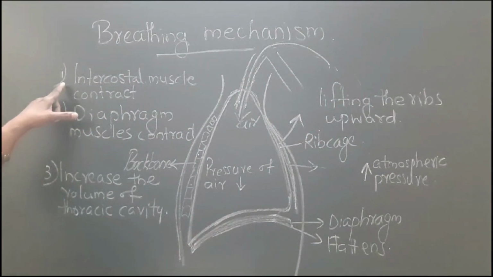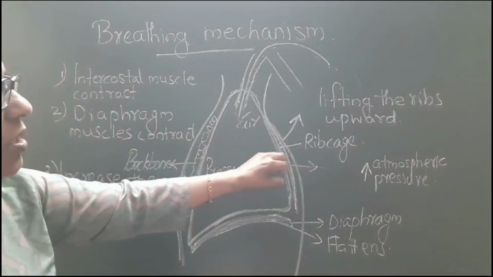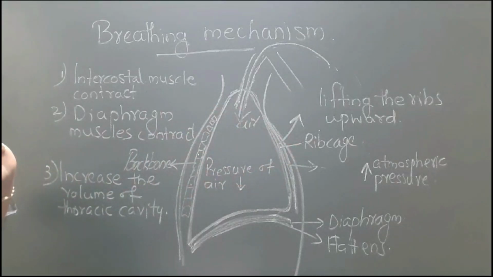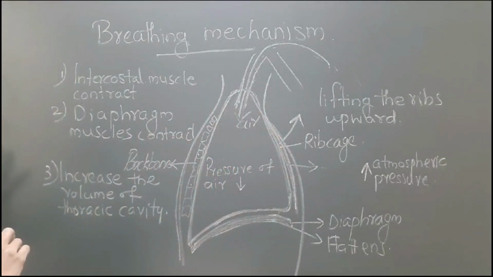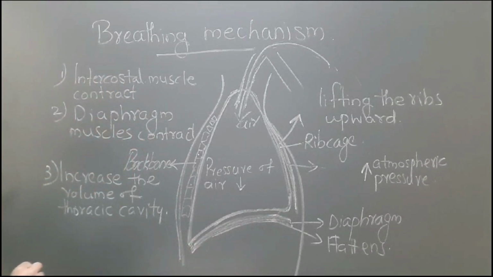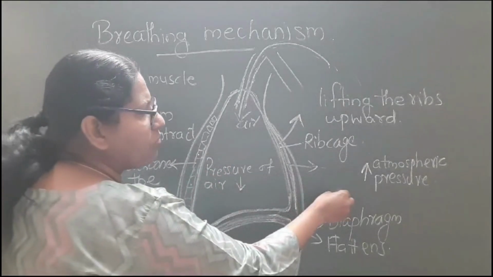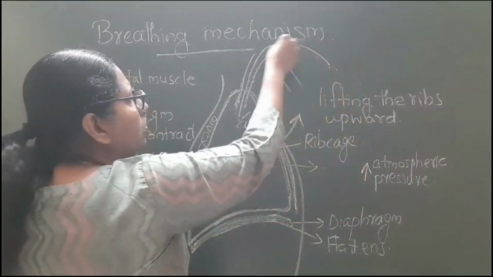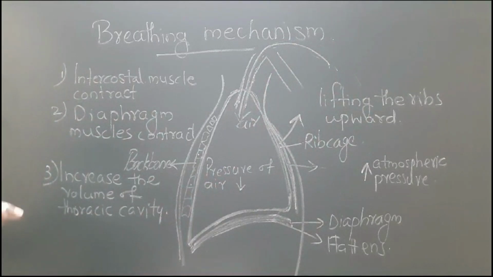Once again, while breathing in, the intercostal muscles contract and the ribs lift upwards. Due to that, the thoracic cavity increases. The diaphragm's muscles contract and it becomes flattened. Inside the lungs, air pressure is less. Outside, atmospheric pressure is more. So the air gets into the lungs. That is how air gets into the lungs.